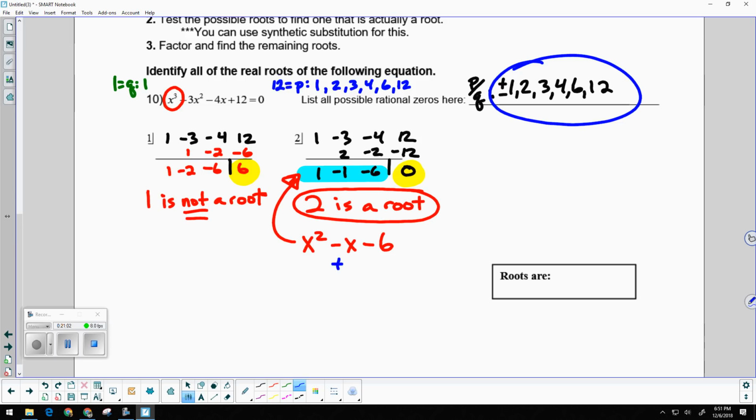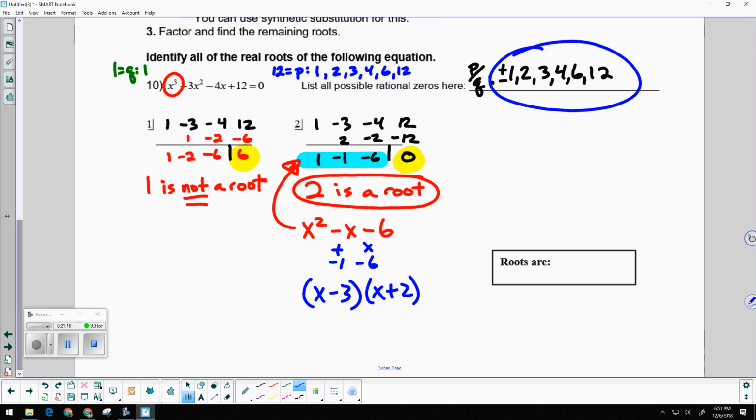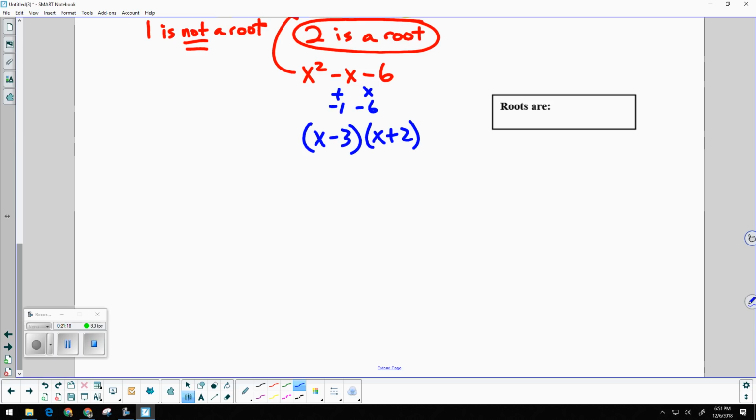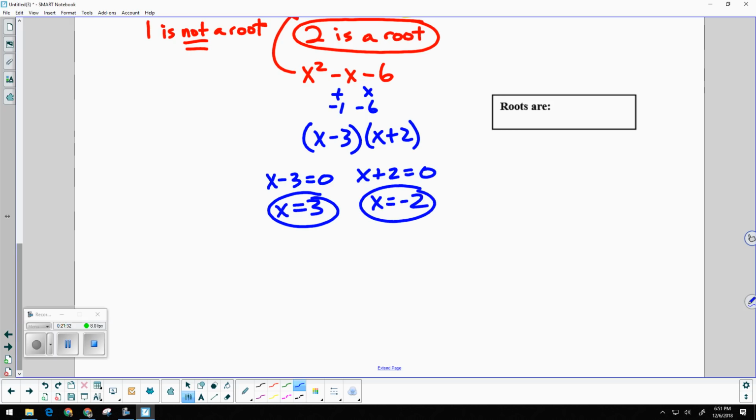So I need two numbers that add up to -1 and multiply to be -6. That's going to be -3 and 2. So x minus 3 times x plus 2. Now from there I need to get my roots, so I use the zero product property. Set each factor equal to 0. This would be 3, and this would be -2. Now there's room in that little box to write all our roots. In numerical order, our roots are -2, 2, and 3.